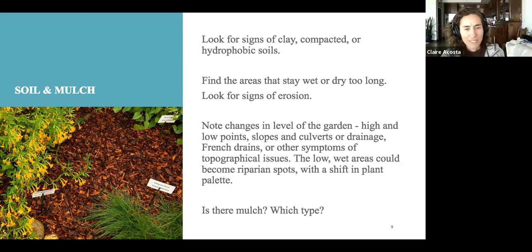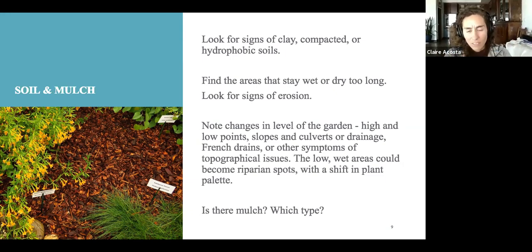Definitely looking for areas that stay wet too long or dry too long, especially if it's an irrigation system issue, like it's only getting wet here. Definitely looking for signs of erosion in the soil, if you're seeing gullies on a slope, or even just silty material building up at the bottom of the slope. So looking for these signs of either water not infiltrating or soil being carried away.